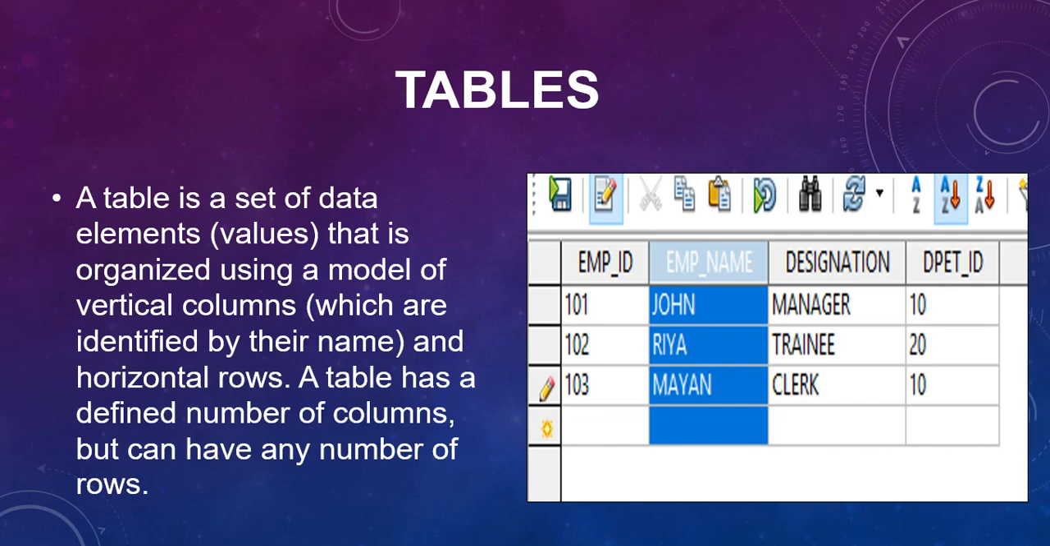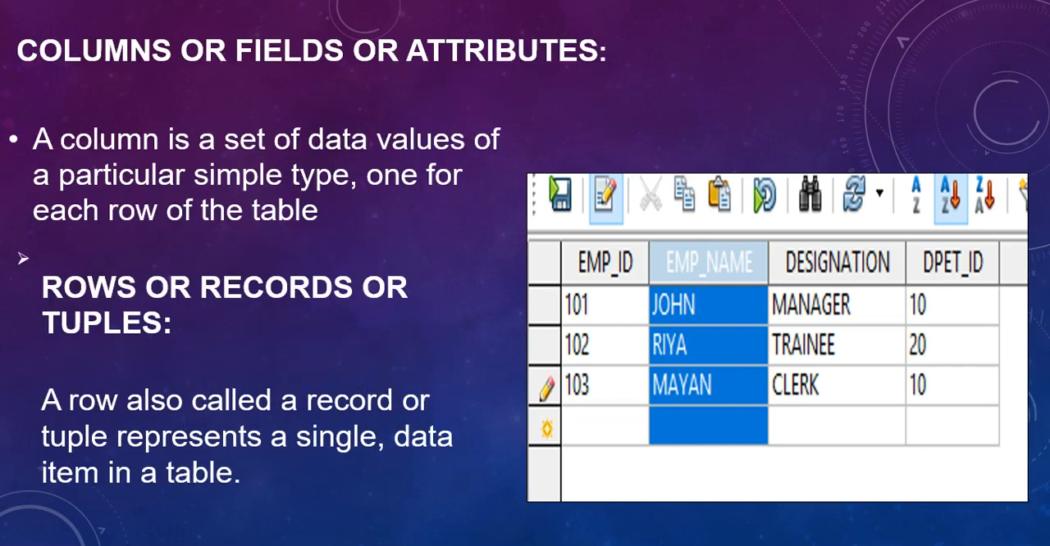A table has a defined number of columns but can have any number of rows. This is about tables in a database. The next topic is columns and records. What are columns? Columns are also known as fields or attributes. The other names of columns are fields and attributes.